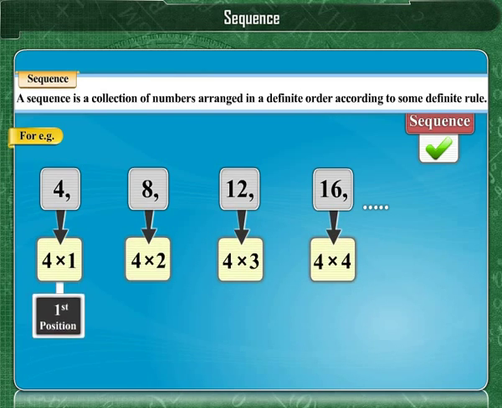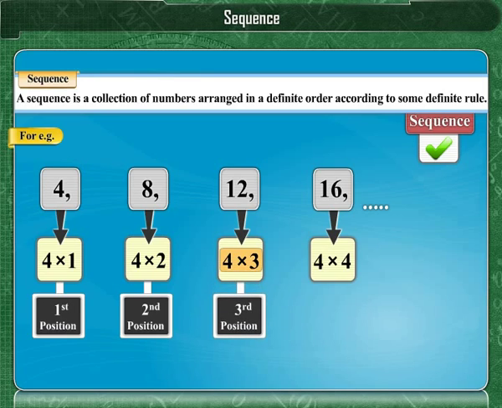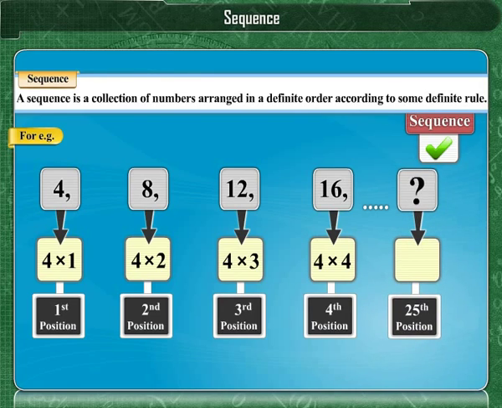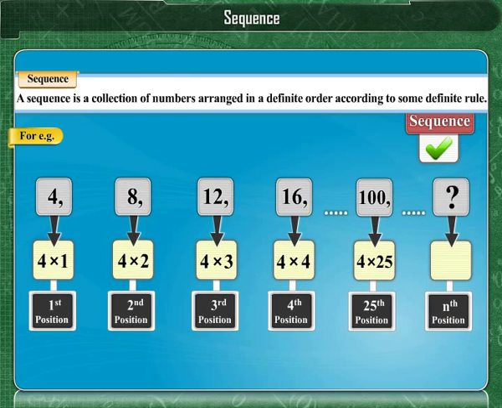The number in the first position is 4 into 1. Second position is 4 into 2. Third position is 4 into 3 and so on. Now, what should be the number in the 25th position? The number in the 25th position is 4 into 25, which is 100. What should be the number in the nth position? The number in the nth position is 4 into n, which is equal to 4n.